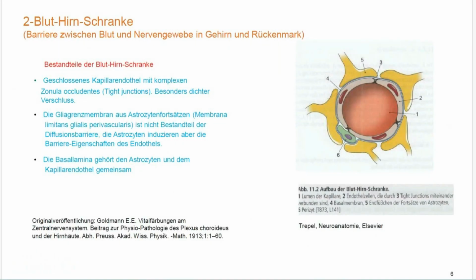Now we can talk about the blood-brain barrier. It's a special barrier between blood and nerve tissue in the brain and spinal cord. It has special properties, like a closed capillary endothelium with tight junctions. This is the luminal capillary number 1, and these are the endothelial cells, which are connected to each other through tight junctions. Then there's the glia limitans membrane from astrocyte processes. It's not a component of the diffusion barrier, but it induces the barrier properties.